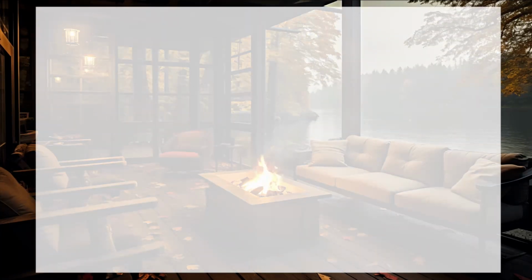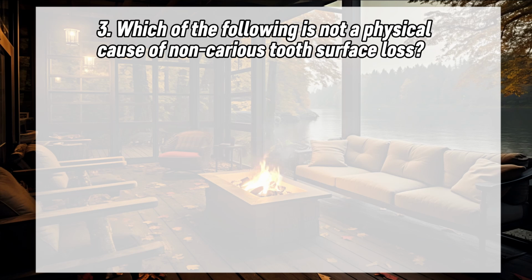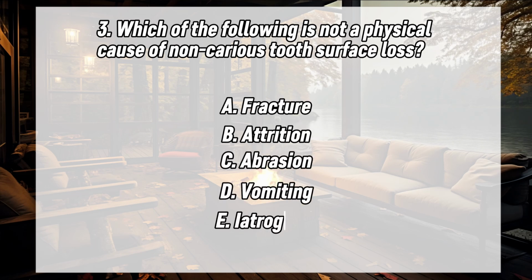Okay, so moving on now to question 3. Which of the following is not a physical cause of non-carious tooth surface loss? Would it be a fracture, attrition, abrasion, vomiting, or iatrogenic? So fracture, attrition, abrasion, they're all physical losses of tooth. Iatrogenic is something like the drill might hit the tooth, so I suppose that is physical as well. Vomiting here is the only one that's not physical. That's a chemical reason for tooth surface loss, so the correct answer here is D.